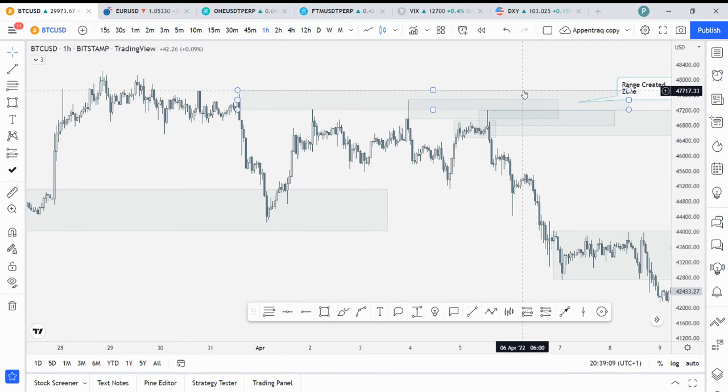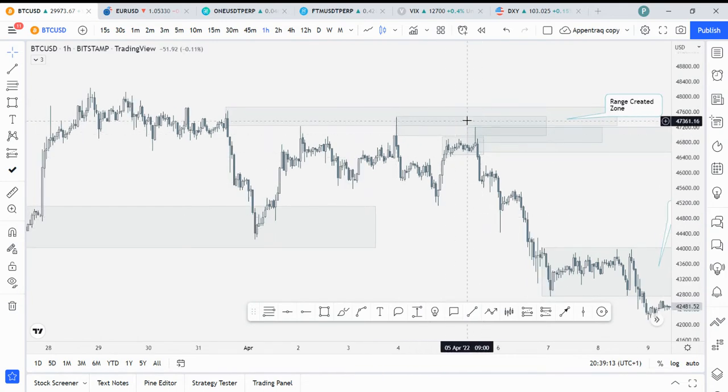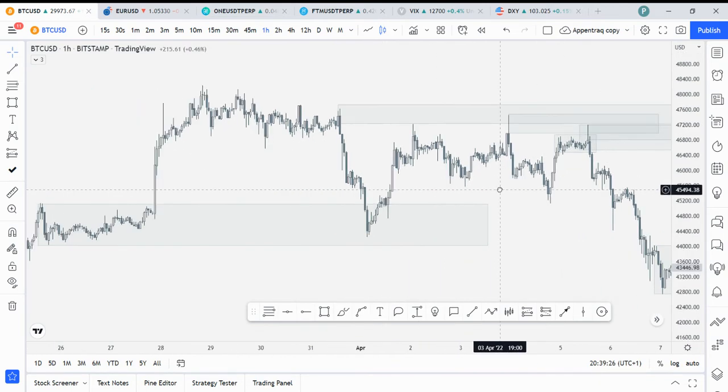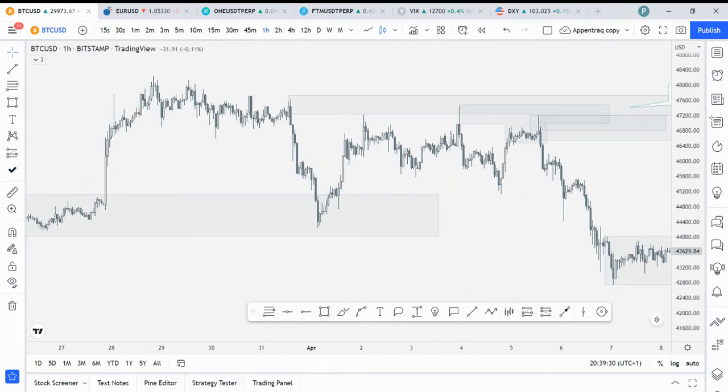So what you want to see for a valid zone is once price gets in there, you want to see an aggressive sell off. Once price taps into that zone, you want to see that aggressive sell off. All right, so that's pretty much how you refine your zone.